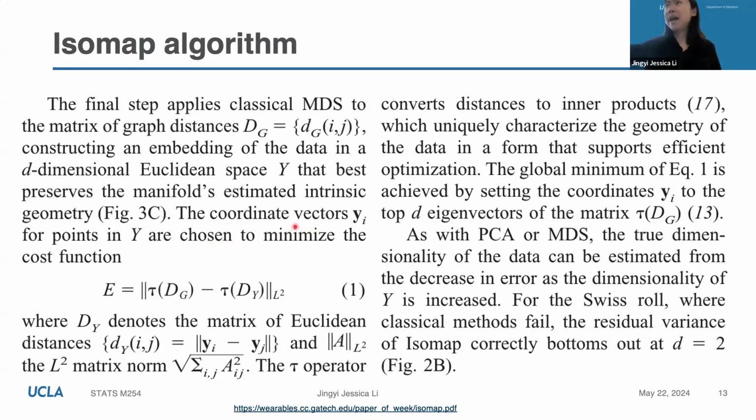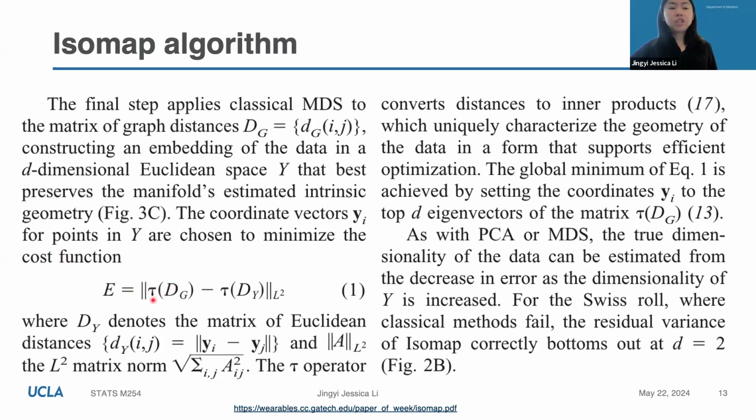This is just talking about MDS. How do we find y1 to yn as the n 2-dimensional embeddings? The points in Y are chosen to minimize this cost function. Cost function is used a lot throughout these techniques, and it's the same thing as what people call a loss function, something we want to minimize.